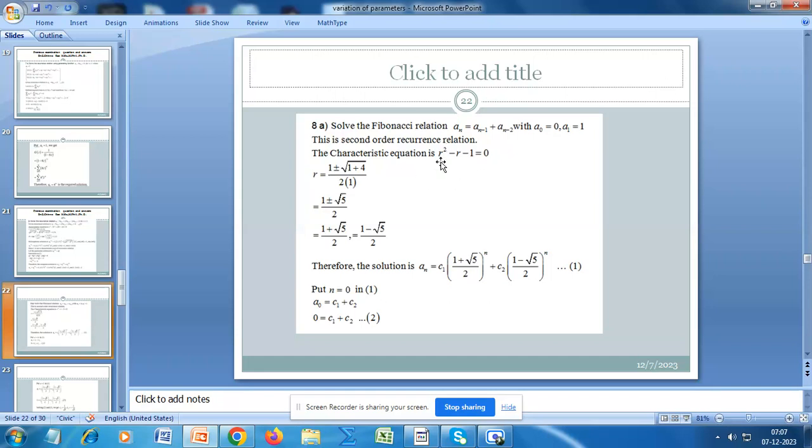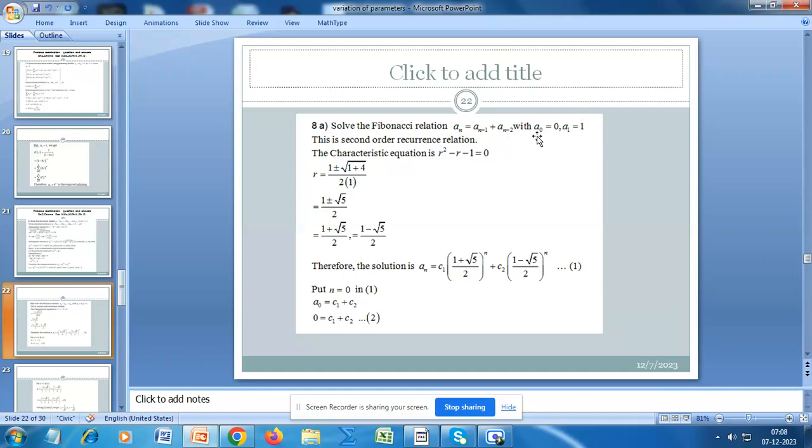So this is not possible by factorization. So use the quadratic formula, that is minus b plus or minus root of b square minus 4ac, by 2a. So plug into this formula, you can get two roots. Those are real and distinct. So when alpha and beta are real and distinct, simply put into the formula c1 into alpha power n plus c2 into beta power n. This is the homogeneous solution.